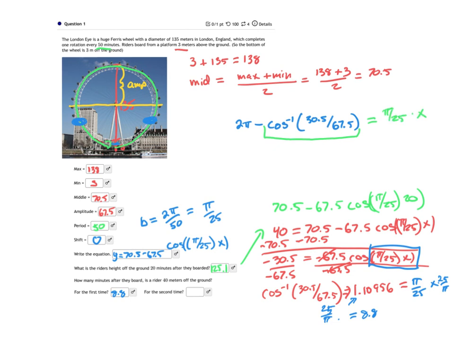Now, when you do that on this side here, you get 5.181229 is equal to pi over 25 times x. And then you just multiply both sides by 25 over pi. And when you do that, you should end up with x is equal to 41.2, which is my other answer.